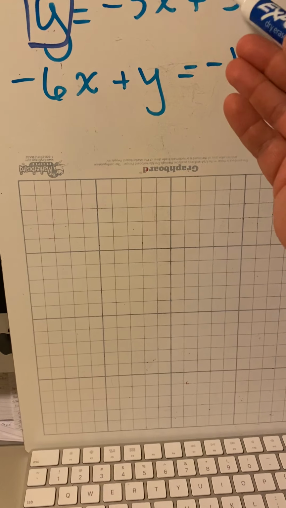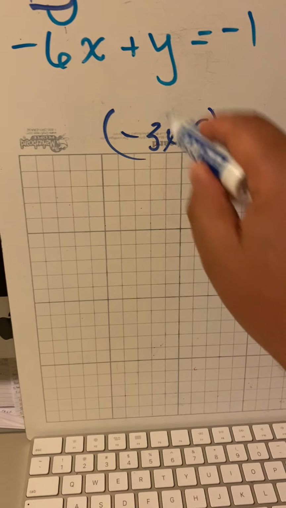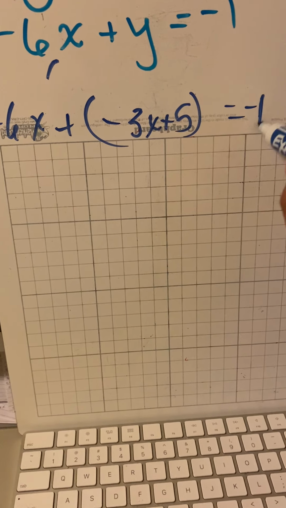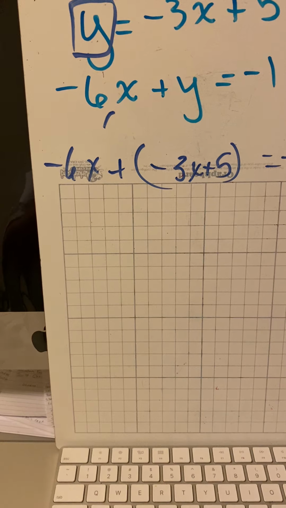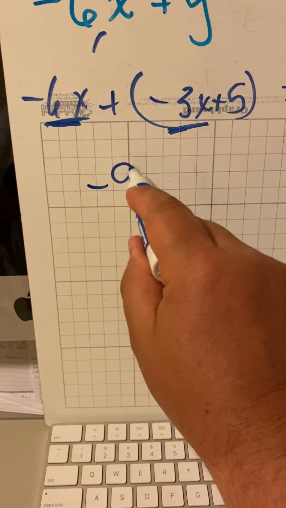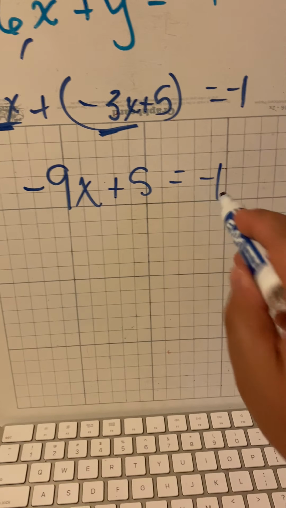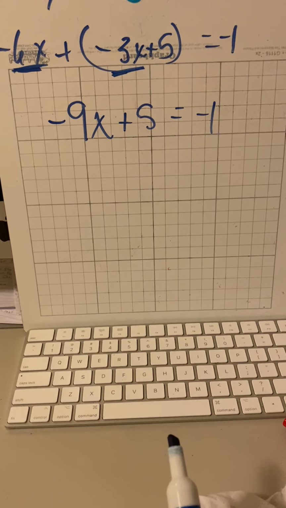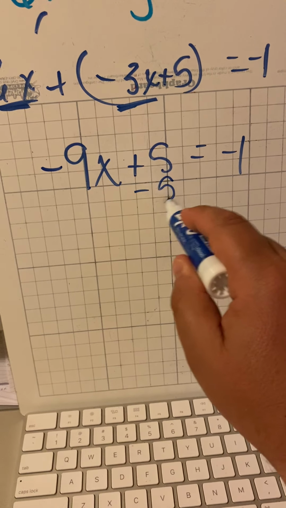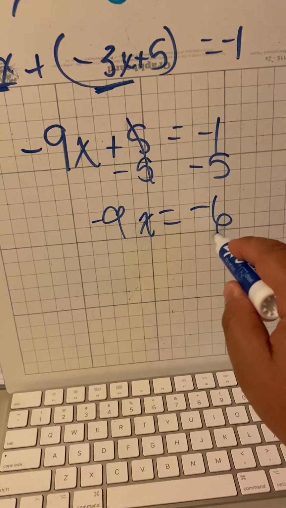Y is equal to negative 3x plus 5. We know that the y down here is negative 3x plus 5. We know that it is. Bring down the negative 6x and bring down the equals negative 1. Oh, look at this. It's a two-step equation with variables that you have to combine. A negative 6x and a negative 3x make negative 9x. Bring down the plus 5 is equal to negative 1. Negative 9x plus 5 is equal to negative 1. Subtract the 5. Negative 9x is equal to negative 6.